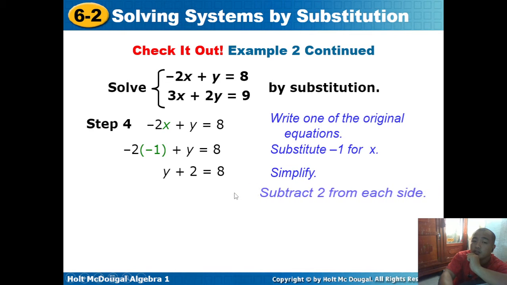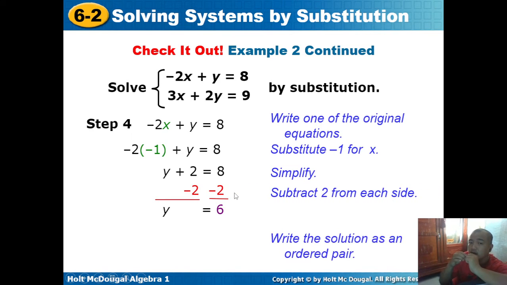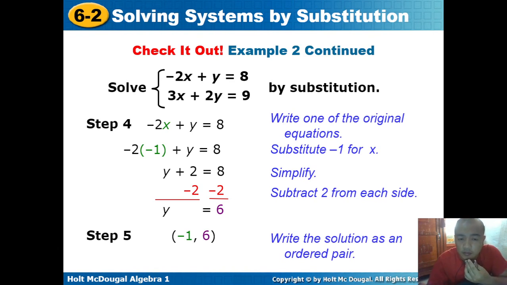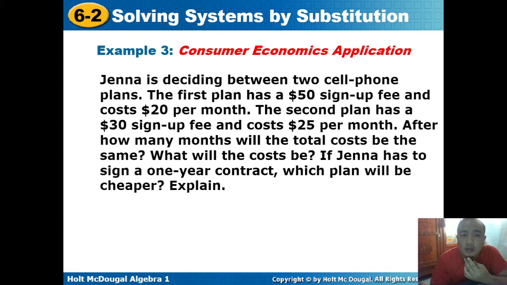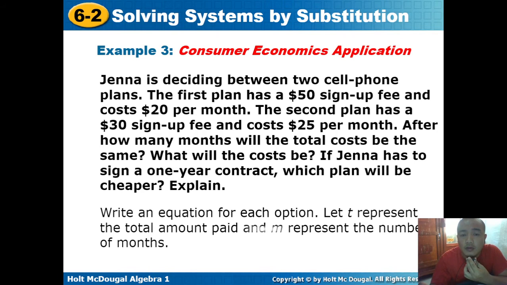8 minus 2, 6. The value of y is 6. So (-1, 6) is the solution of example number 2. Let us now apply our knowledge in solving systems by substitution with the following problems.